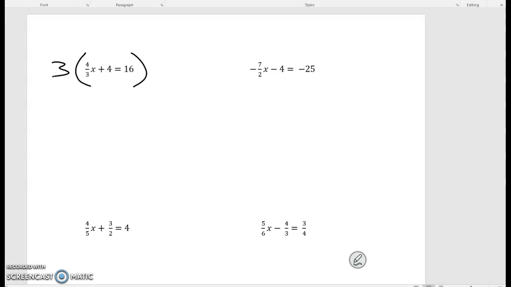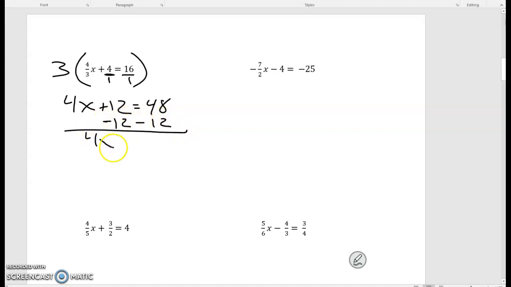3 divided by 3 is 1. 1 times 4 is 4. So we get 4x. 3 divided by 1, because there's an imaginary 1 under here, is 3, times 4 is 12. And 3 divided by 1 is 3. 3 times 16 is 48. If you don't want to put the imaginary 1 under there, that's fine. That's not going to affect me in any way in how I approach it. And now it's a simple single variable equation with no fractions. We subtract 12. 4x equals 36. It's actually very similar to the previous problem. And x equals 9.